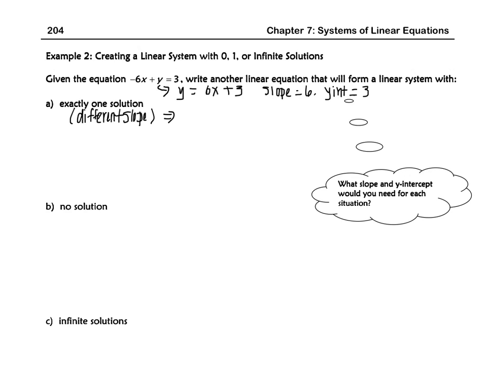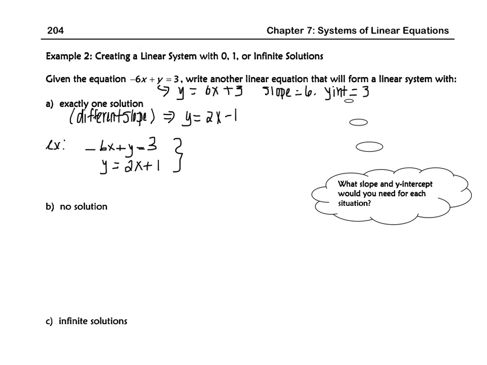So that would be, for example, and there's tons of different examples, so long as you have a different slope, it would be correct, 2x plus 1. So an example of the system would be negative 6x plus y equals 3 is our given equation, and y equals 2x plus 1 would be a system, which only has one solution.